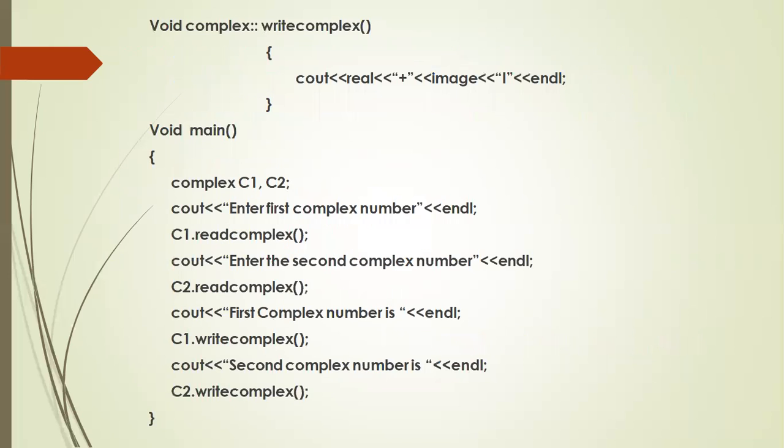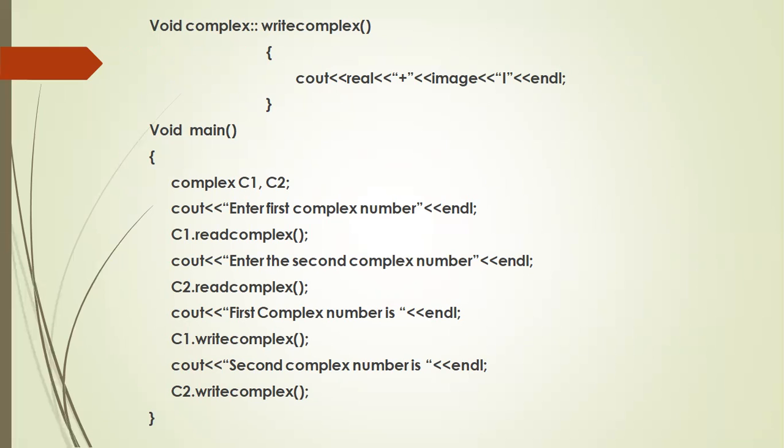Next, the second function. Again, the return type is void. The class to which write complex belongs is complex. Scope resolution operator, write complex. Open the parenthesis, close it. Open the brace. We know that the purpose of the write complex function is to display the complex number in complex number format. So first display the real part, within the double quotes write a plus mark, then image, then within the double quotes write the i, then the endl, close the function.